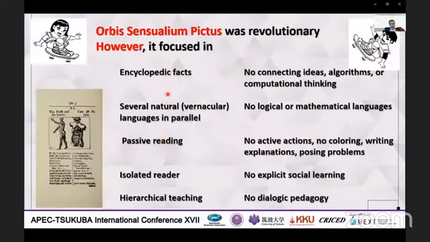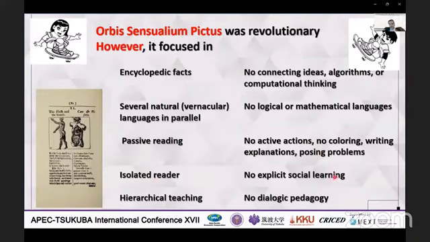But it has some limitations. It was very much reading, not active actions. For example, coloring is active. You have to color, and also you have to write an explanation. It was just a passive thing, supposed to be for an isolated reader.